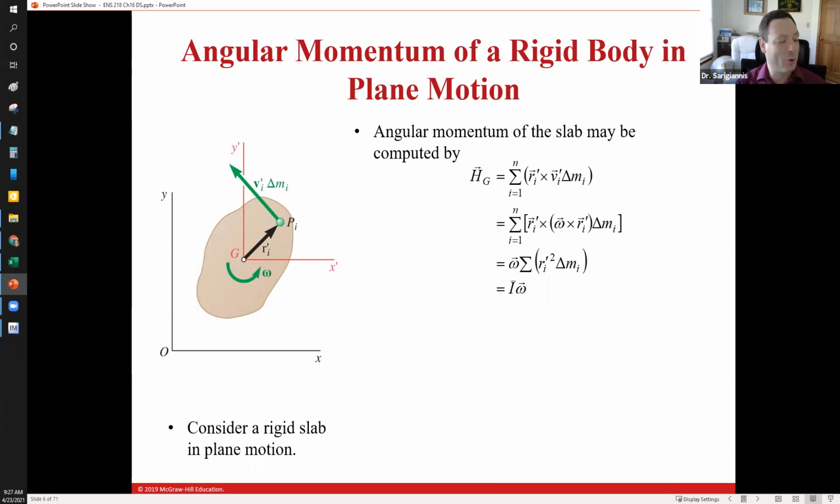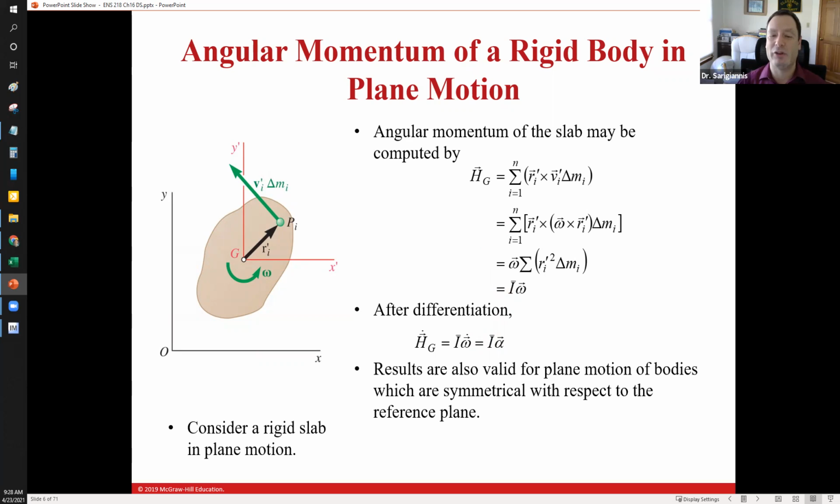Before, we dealt mainly with moments of inertia as a geometric quantity, and that was just assuming homogeneous mass, but now you've got the mass moment of inertia in there. This is the angular momentum. You take the derivative of this, you get the acceleration, right? Angular acceleration.